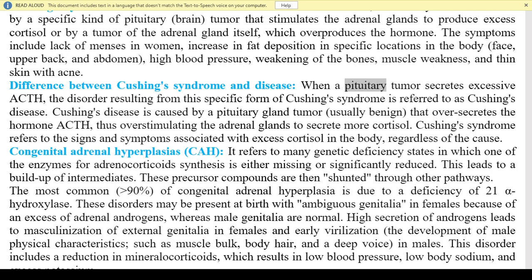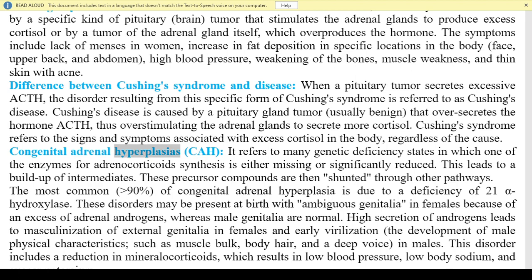When a pituitary tumor secretes excessive ACTH, the disorder resulting from this specific form of Cushing's syndrome is referred to as Cushing's disease. Cushing's disease is caused by a pituitary gland tumor, usually benign, that oversecretes the hormone ACTH, thus overstimulating the adrenal glands to secrete more cortisol. Cushing's syndrome refers to the signs and symptoms associated with excess cortisol in the body, regardless of the cause.